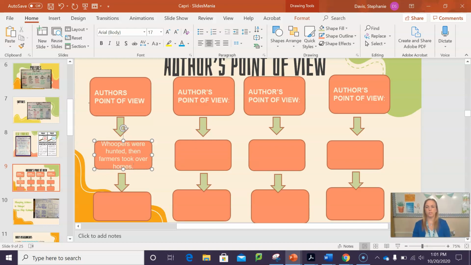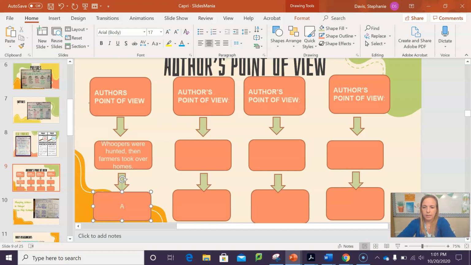So the whoopers were hunted, then farmers took over homes. And another way that they were in danger was there were so few. There were 15 of them to 200, but if a bad storm came or if a disease happened, that would completely take out this whole flock. Again, that's an important detail if we want to know how we can save this flock.